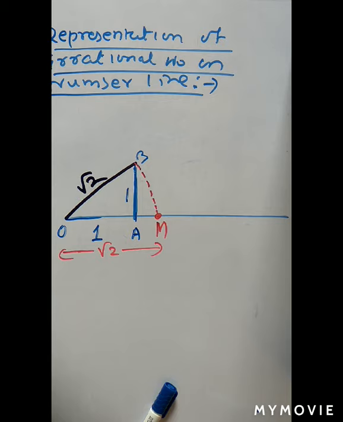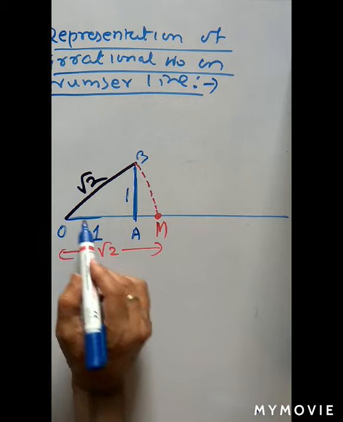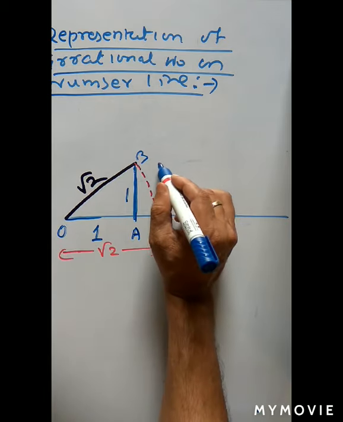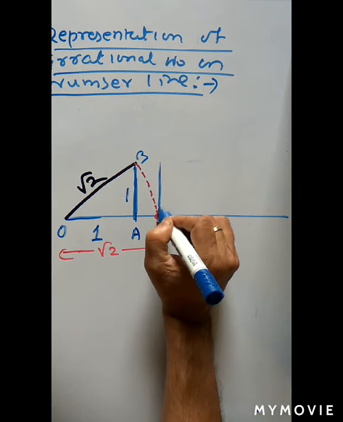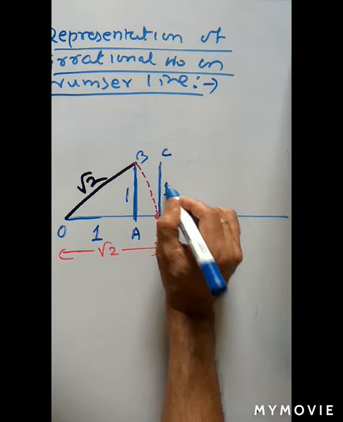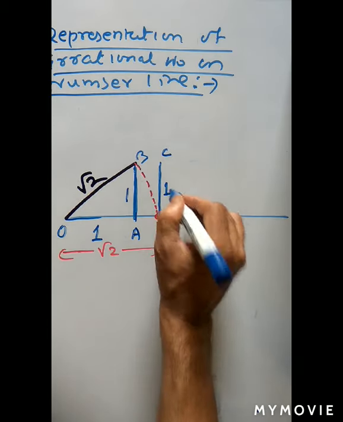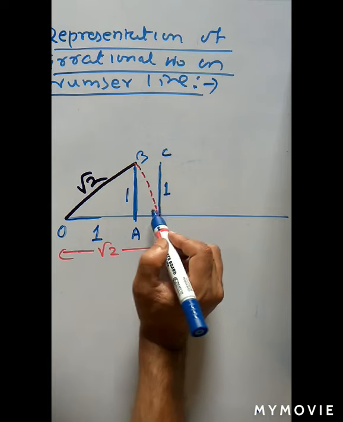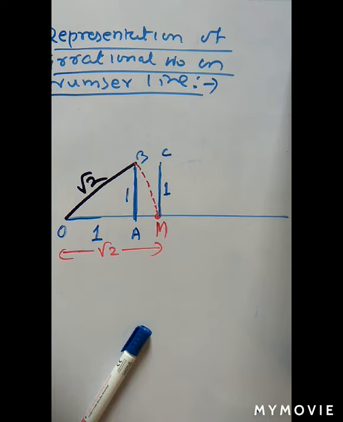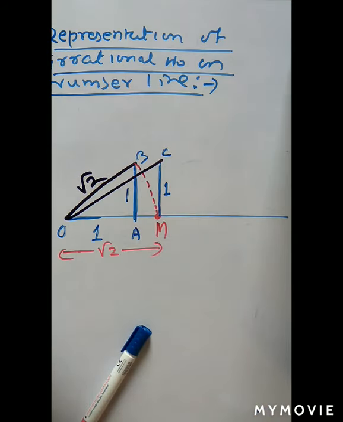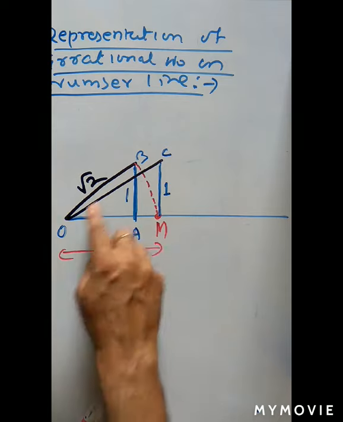Clear? So now I want to find root 3. What is OM? OM is equal to root 2. Again draw a vertical line from point M, and let us say this is point C. Take the length of MC equal to 1. So OM is equal to root 2, MC is equal to 1, and this is 90 degrees. Now join OC. So what will be the value of OC?